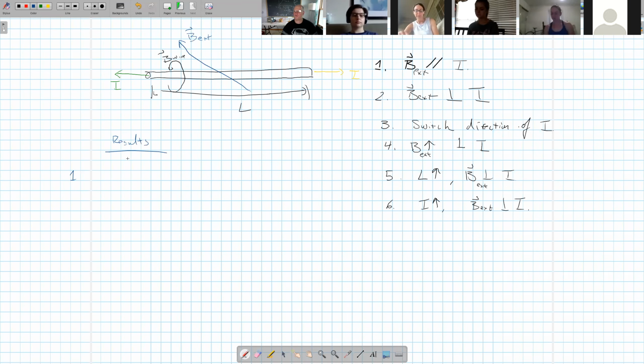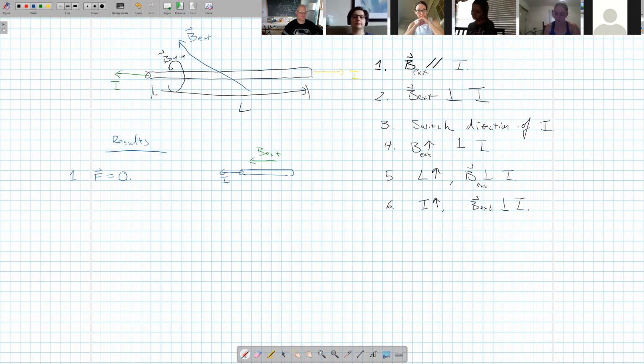Experiment number 1, what we find in this case is if the external magnetic field is parallel to the current. So if here was my wire, where my current is pointing in this direction, and my external magnetic field was pointing in this direction, so this was B external, we find that the result is that there is no force. The force on the wire is equal to 0.